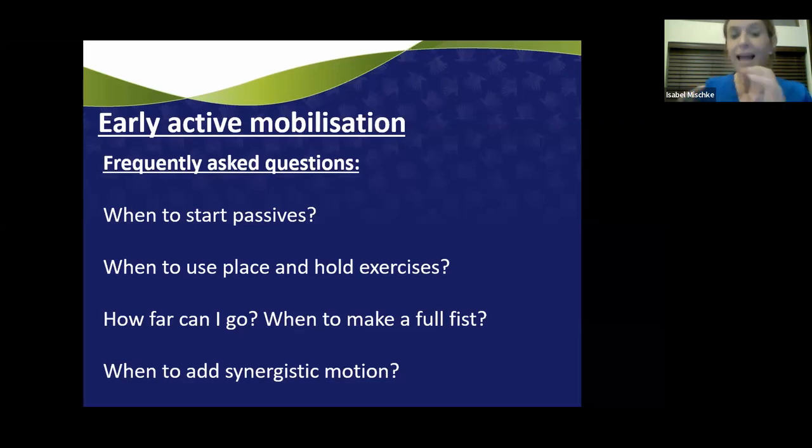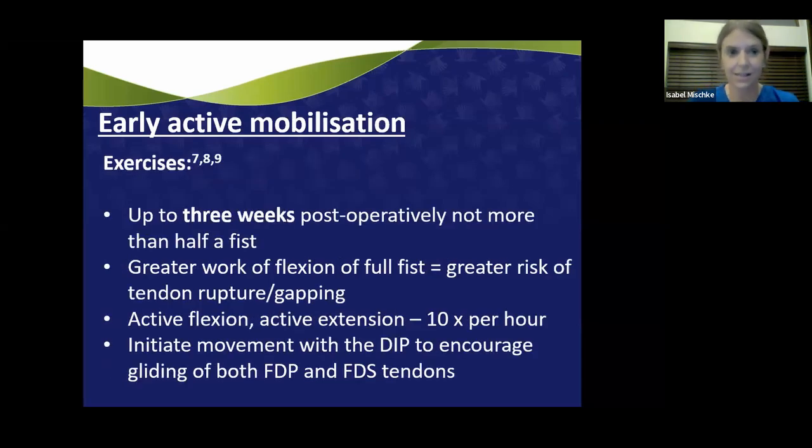So they actually proved with research that just doing a light half a fist of active movement gives enough tendon glide without gapping of the tendon. So try to avoid the place and hold exercises. You can do passives, but once you've done the passives, don't ask your patient to keep it there. Just do passives, and then after that, tell your patient, now you can try to move yourself. Then how far can you go and when to add synergistic motion? We're going to go through that in the next slide.